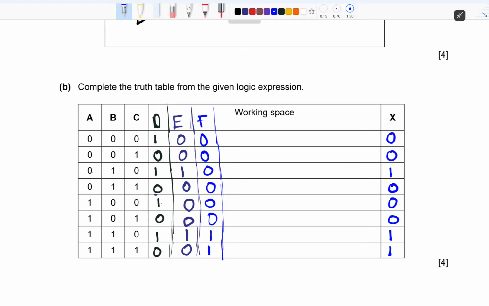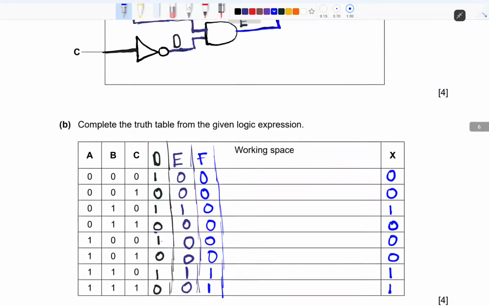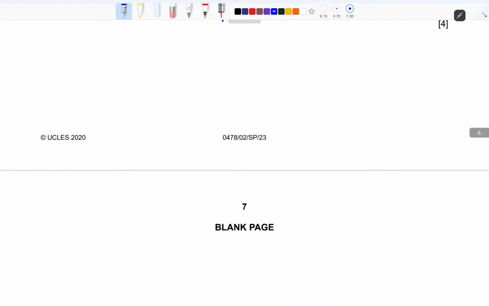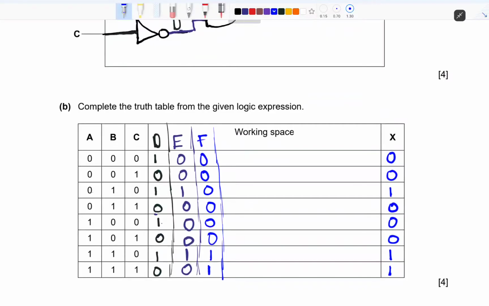Surely. You can erase now, but don't remove the D, E, F. Leave them there. This is what it is, and you would be done. So here it is. You put in your working space and you're done. You have a free, easy 8 marks. All right? That is it, and you'd be done.